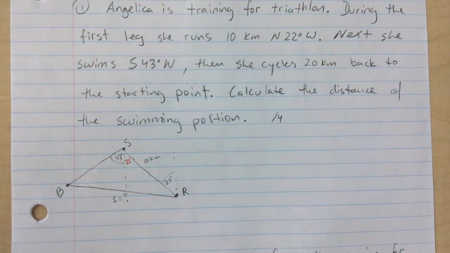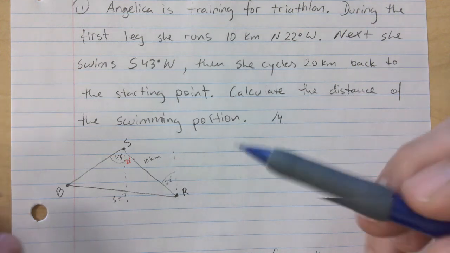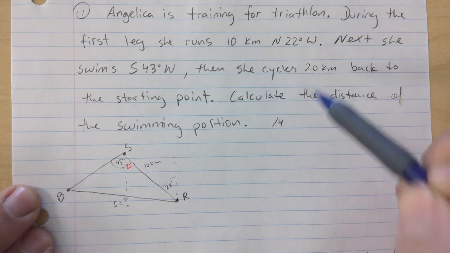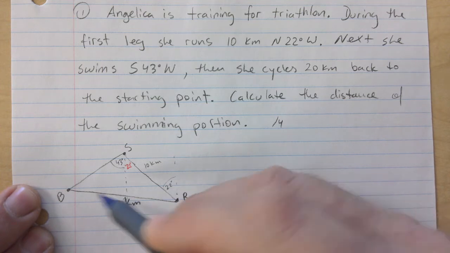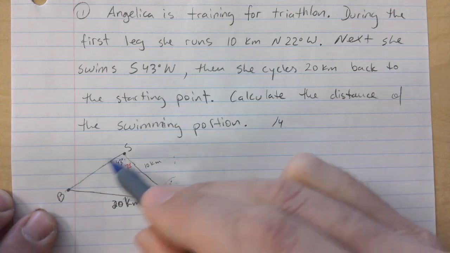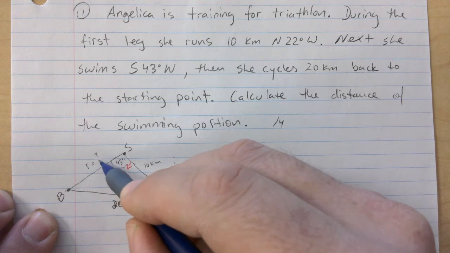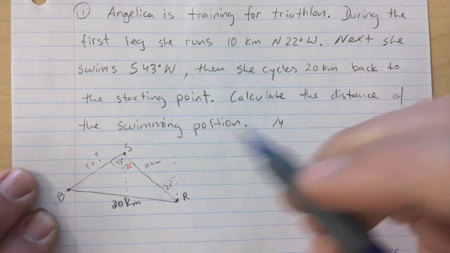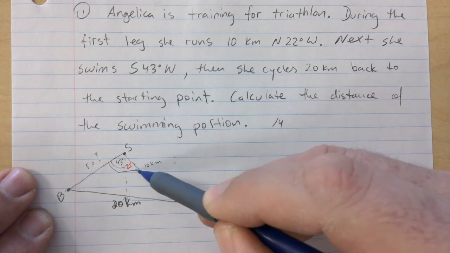Oh, sorry. Good point. I should have double checked. She cycles 20 kilometers back, so this is 20, yes. That's not the unknown. You cycle back. So which one is the swimming portion? It's this. For me, that's lowercase r. Whatever you call it. Okay, so the 22 goes over here, and you add it up.